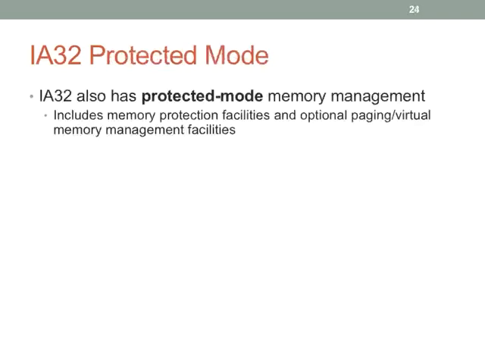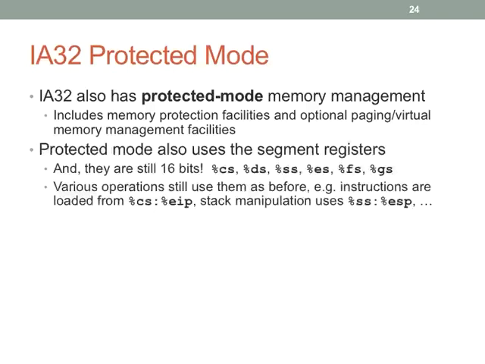Okay, we won't talk about that. Now, IA32 also has protected mode, which is really nice. You get all the memory protection facilities that IA32 has to offer, plus you also get optional paging. You can do address translation, all kinds of other cool stuff. But it is optional. The other thing is you still have these same segment registers, which is kind of weird. They're still 16 bits, but now they're used differently.